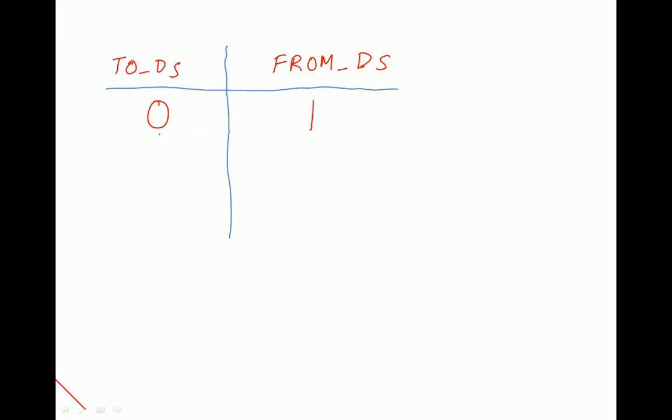The toDS bit is 0, and in this case, the fromDS bit is 1. So now let's have a look at the other combination, or the other possibility here. The other possibility is the toDS bit is 1 and the fromDS bit is 0.